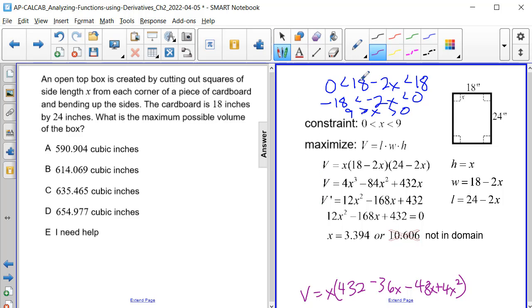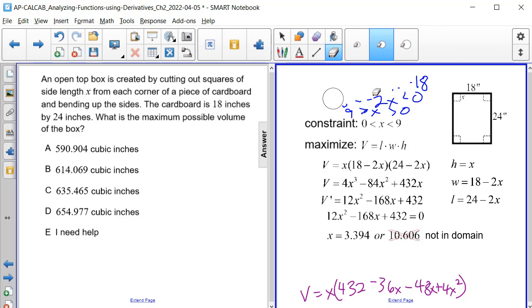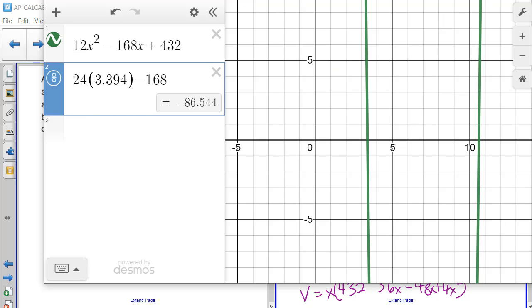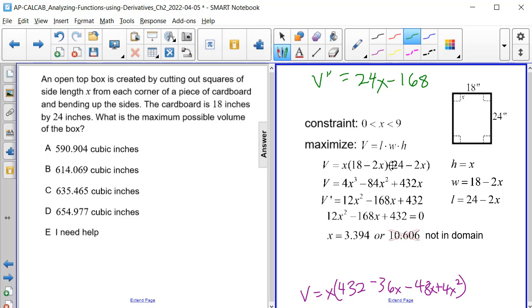and figure out what v double prime is. So let's actually do that work up here. So we have v double prime will be 24x minus 168. And if we substitute 3.394 in for x, we will get negative 86.544. It's negative. That means that it is concave down, and it will produce a maximum value that we're looking for.